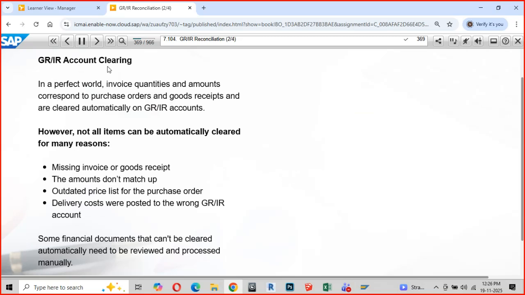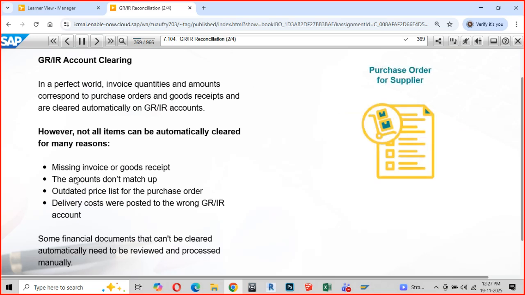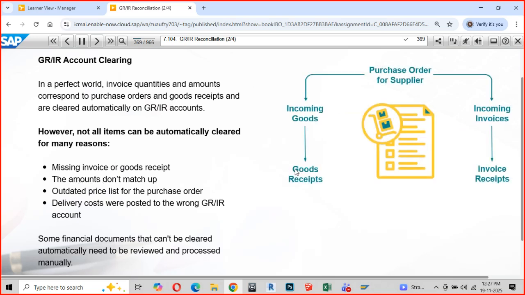So what is the GRIR? I orally explained as to why this reconciliation should be happening. The amounts between the PO and the invoice don't match. Missing invoices or the GR. I would have received goods, but there would be no goods receipt information on that. I would have received goods, but there may or may not be an invoice matching to that supply.